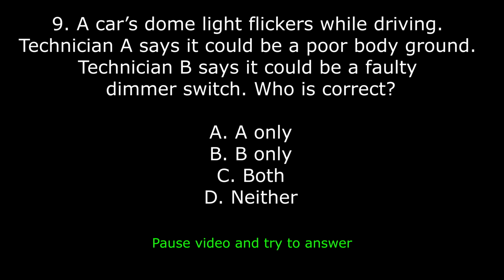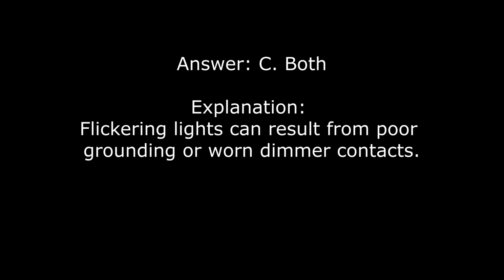9. A car's dome light flickers while driving. Technician A says it could be a poor body ground. Technician B says it could be a faulty dimmer switch. Who is correct? A. A only. B. B only. C. Both. D. Neither. Answer: C. Both. Explanation: flickering lights can result from poor grounding or worn dimmer contacts.